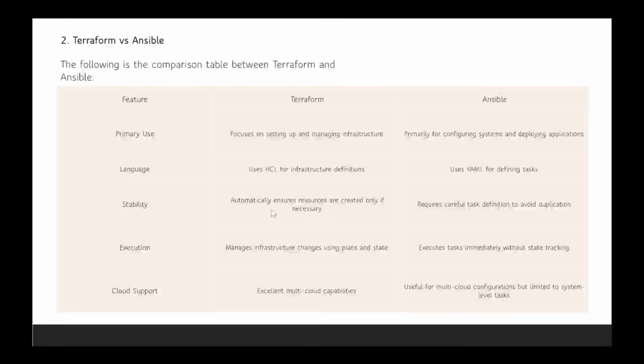On idempotency, Terraform automatically ensures resources are created only if necessary, while Ansible requires careful task definition to avoid duplication. For execution, Terraform manages infrastructure changes using plans and state, while Ansible executes tasks immediately without state tracking. Cloud support of Terraform is excellent multi-cloud capability, and Ansible supports multi-cloud configuration, but is limited to system-level tasks.